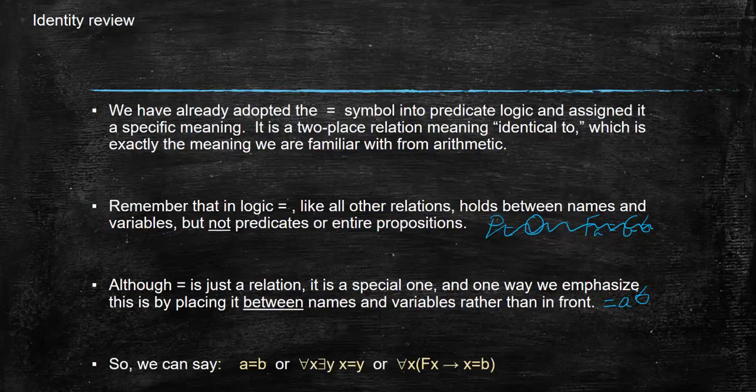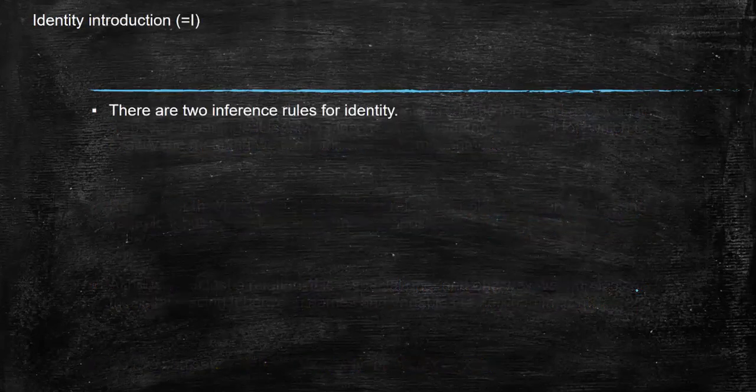So we can say A equals B, or for all x there exists a y, x equals y, or for all x, if F of x, then x equals b. So this is all stuff you know. So there are two inference rules for identity.